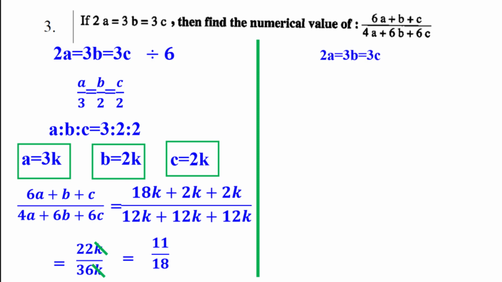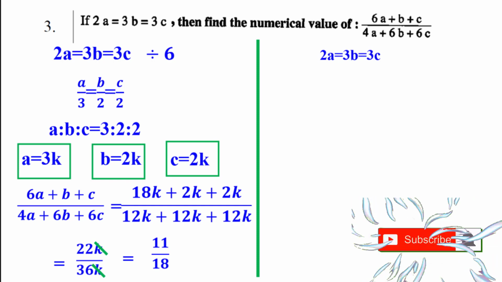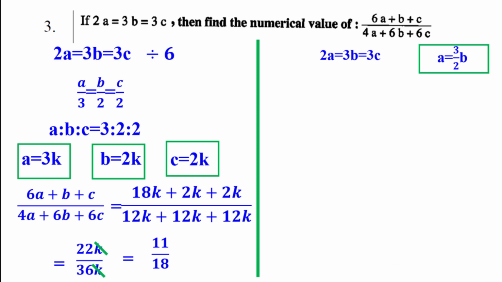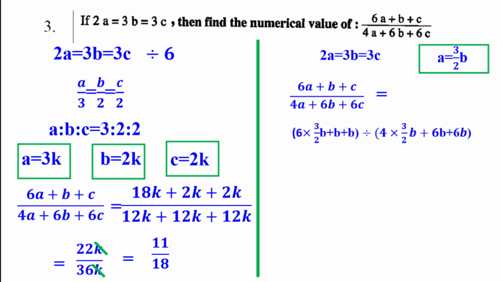Next, we have another way to find the value of the expression. 2a equals 3b equals 3c. We can say that a equals what, guys? Equals 3 over 2 b, by dividing by 2. So a equals 3 over 2 b, we have a in terms of b. Now the expression (6a plus b plus c) over (4a plus 6b plus 6c). We can substitute 6 times the value of a, which is 3 over 2 b, plus b plus b. We have c equals b in the same way. So cancel c and write b, and cancel a and write 3 over 2 b.